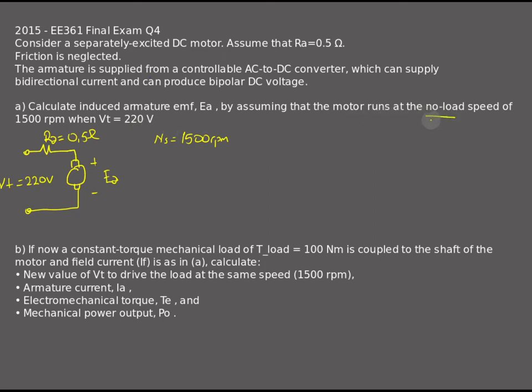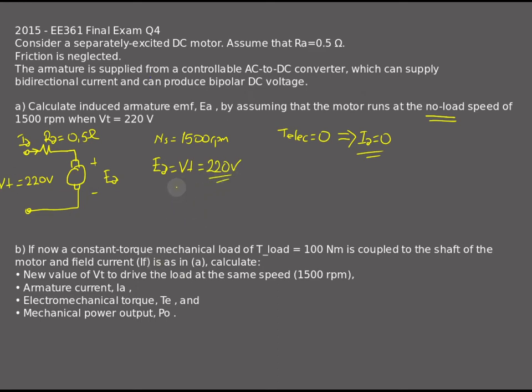At no load, with friction neglected, T electrical will be zero, so there will be no friction. Normally if there is some friction, there will be a really small current. Anyway, if there is no current in the system, there shouldn't be any armature current. So if this is IA, and there is no current, I can say that EA is equal to VT, and that is equal to 220 volts. So that's it for part A.